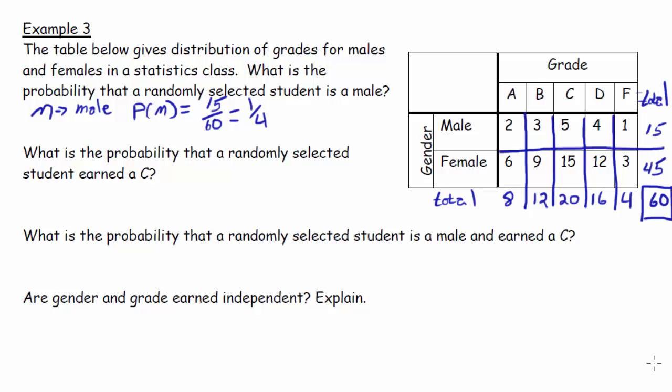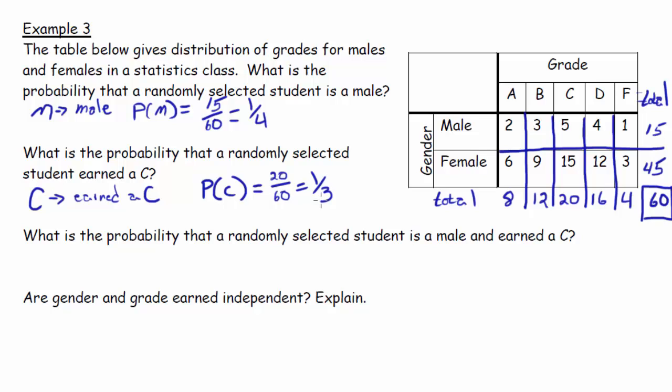So next we want to know, what is the probability that a randomly selected student earns a C? So I'm going to let the letter C represent that we earn a C. So the probability that a student gets a C, well, there were how many C's here? 20 C's out of 60, which is 1/3.